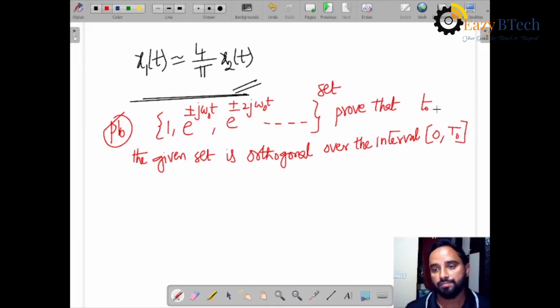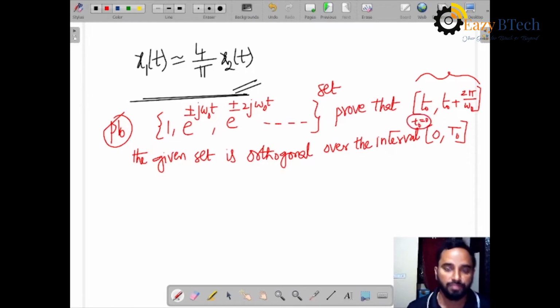Or sometimes they give the interval like t naught plus 2 pi by omega naught. So if the problem gives the interval like this, you take t naught as 0 for simplicity. Then 0 plus 2 pi by omega naught is t naught again. Just take t naught equal to 0 for simply doing this problem.